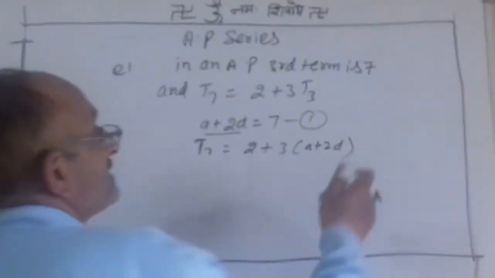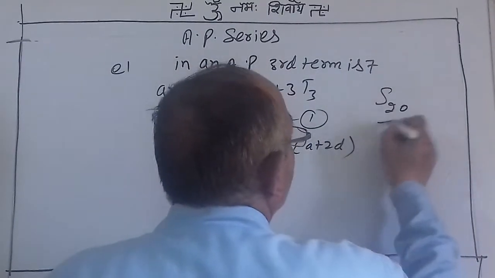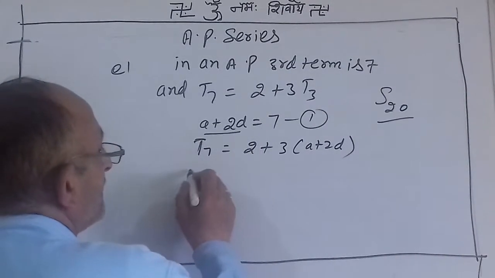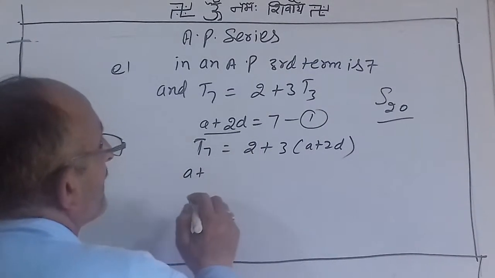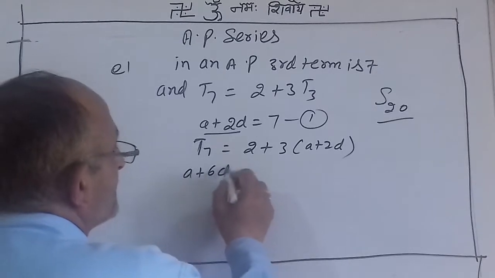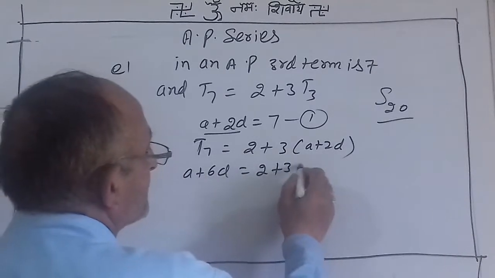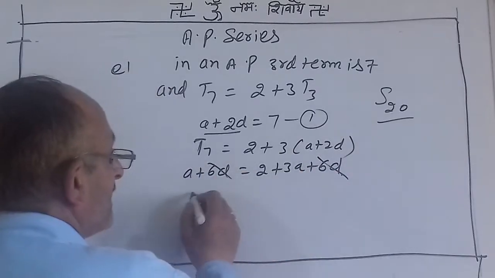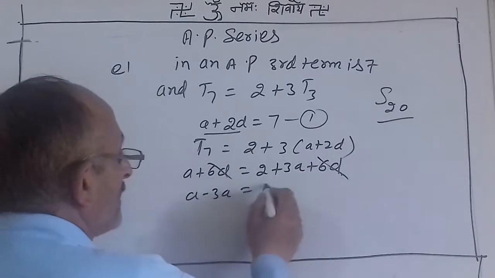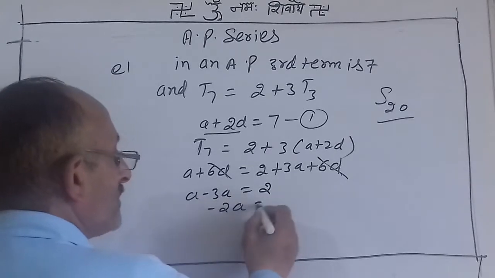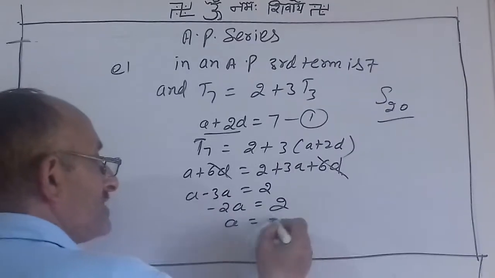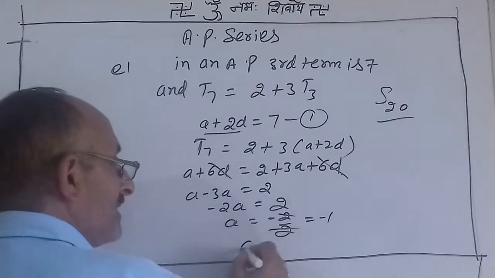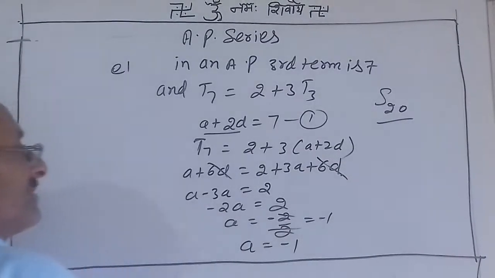S20 we have to find out. That means T7, which is a plus 6d, is equal to 2 plus 3a plus 6d. In this case, a minus 3a is equal to 2, minus 2a is equal to 2, and a is equal to minus 2 upon 2, that is equal to minus 1. A is equal to minus 1.